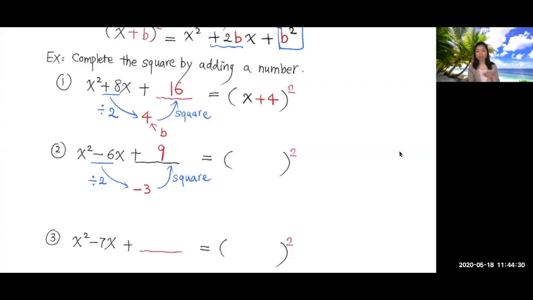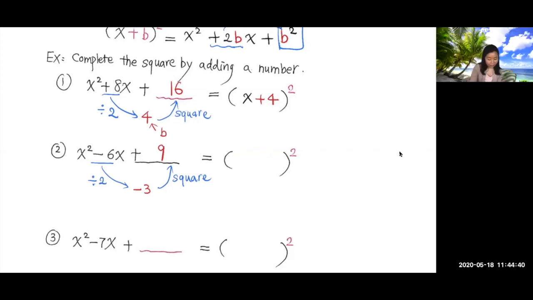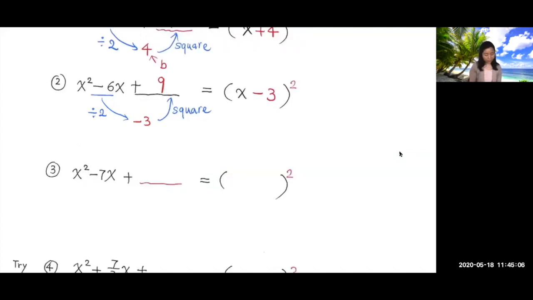Then these three terms are going to make a perfect square. What perfect square should I put down here? X minus 3 perfect square. Very good. The b over here is -3, so x minus 3 perfect square. Now the next one. We have an x squared here. This is -7x. You need to figure out what number to put here. Let's do it together. The coefficient here is -7, and we take half of it.